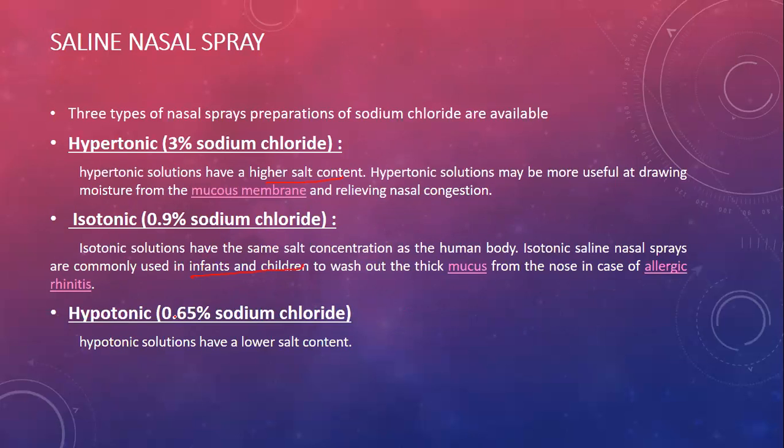Then hypotonic means 0.65% of sodium chloride. That is the concentration of sodium chloride in the solution. So these are the main three forms of saline nasal drops: hypotonic, isotonic, and hypertonic.